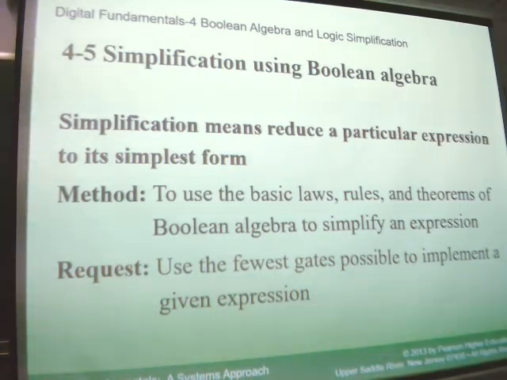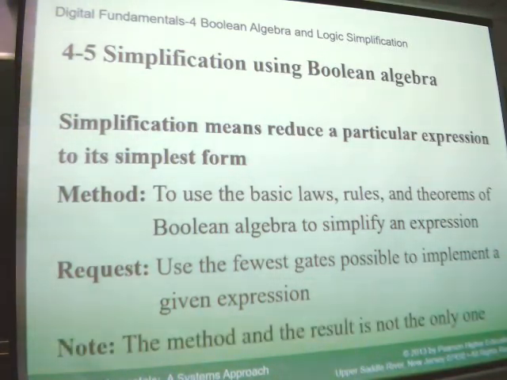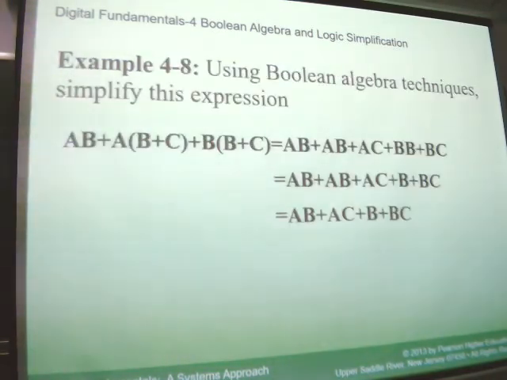We must use the fewest gates possible to implement a given expression. That is the meaning of simplification. And the method and the result are not only one; maybe there are several methods or several results.